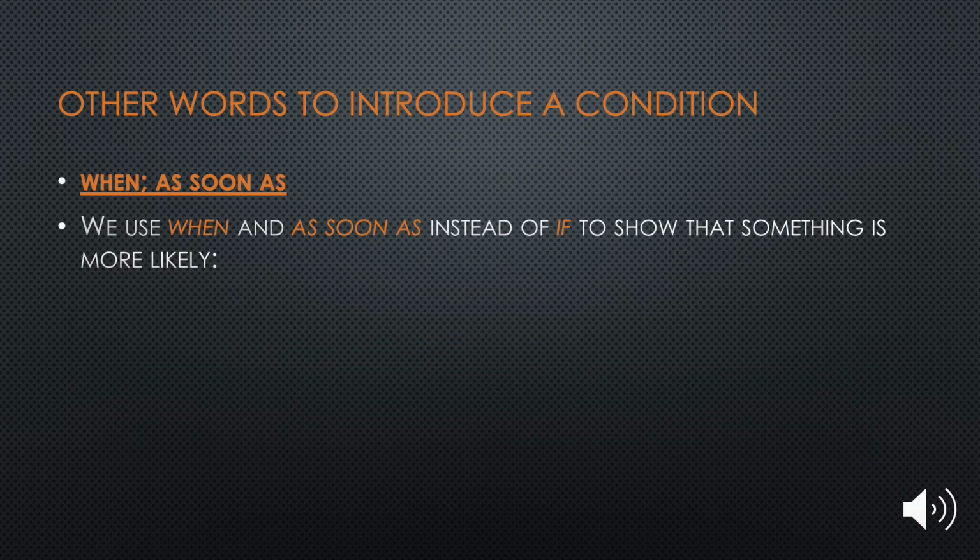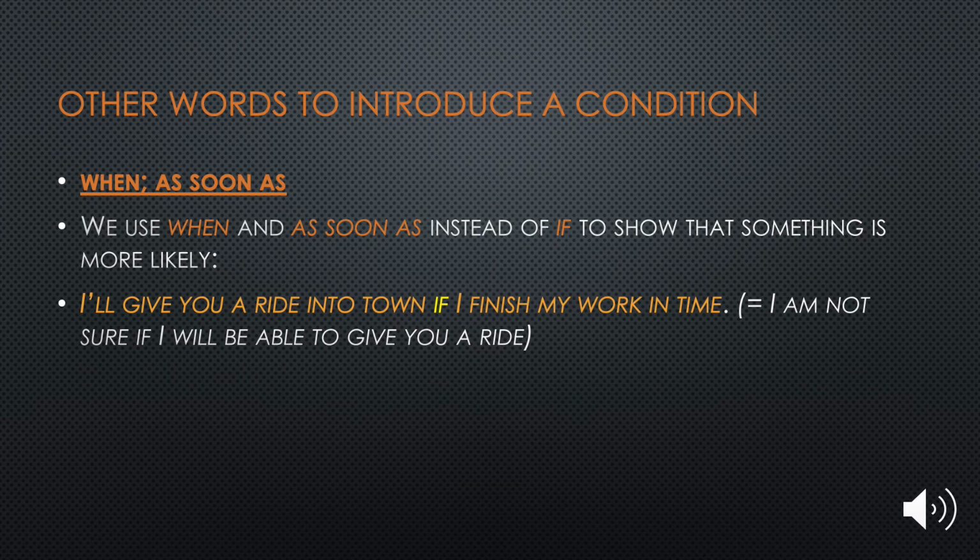So now we can talk about some other words to introduce a condition. Here we have a few that we covered in class and some others that may be new. So here we have the two words when and as soon as. We can usually use them instead of if to show that something is more likely. For example, I will give you a ride into town if I finish my work in time.